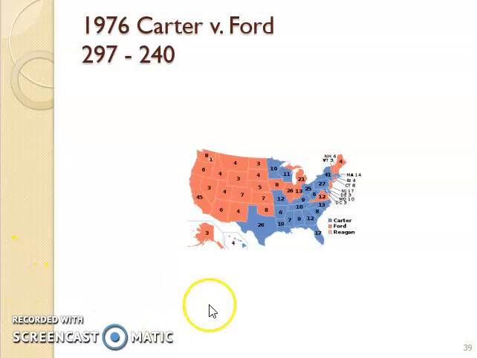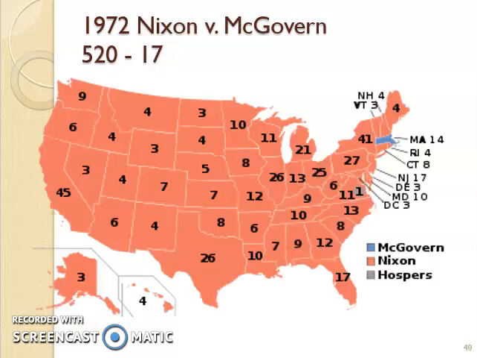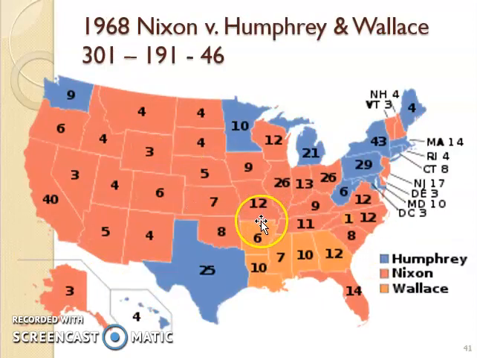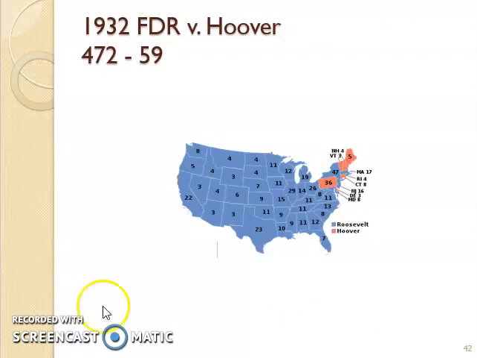Carter versus Ford. Carter got it. He picked up enough throughout there to get the majority, even though Ford had all these states over here. Just a few more. Nixon versus McGovern. Nixon killed him. Of course, there's some crazy stuff going on. Nixon versus Humphrey and Wallace. You can see Nixon in the red. Wallace here is in the yellow. Just dominates.